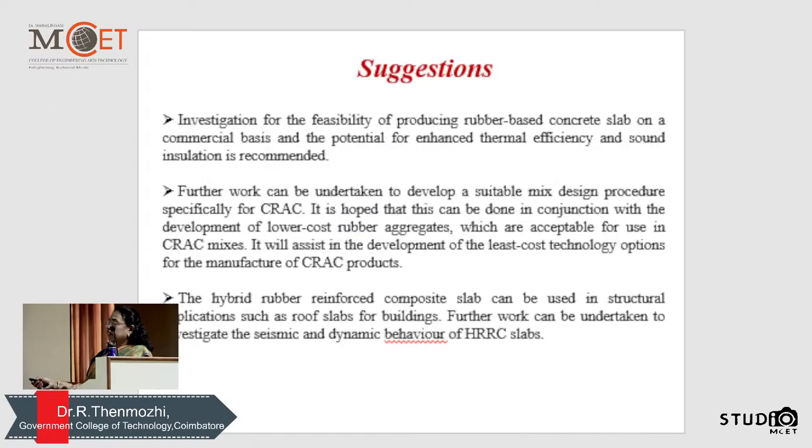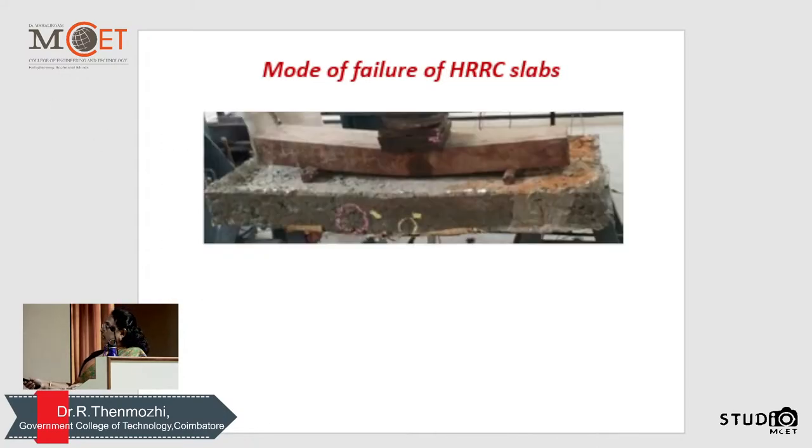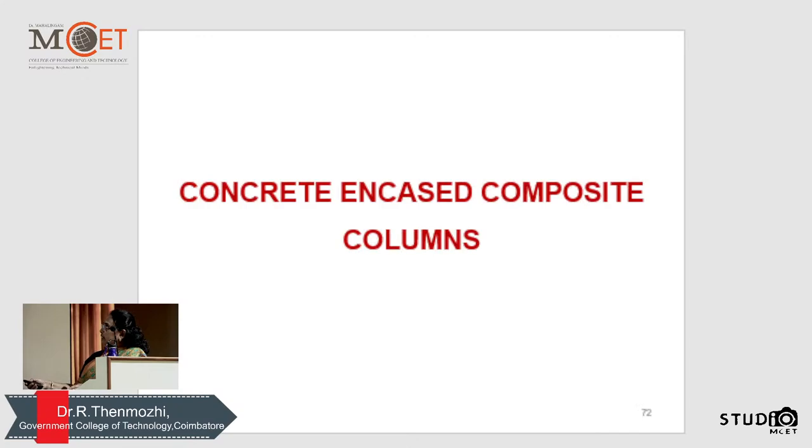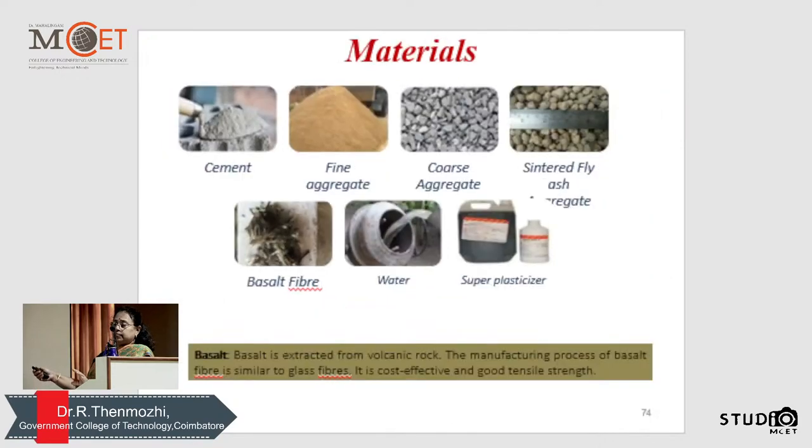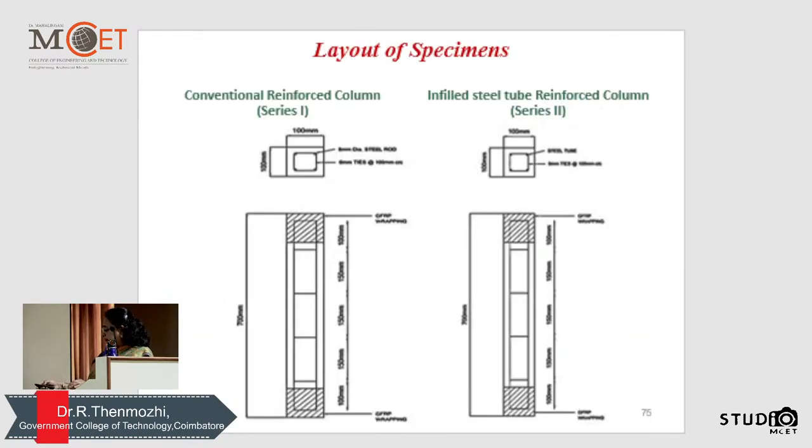And regarding the concrete composite columns, here we have the composite column which has steel rod as reinforcement. And this is the steel angle with steel stirrups, and this is again the lacing. Right? So here, this is the fly ash aggregate with fibers, and using that the composite column is made. This is made up of basalt fiber.